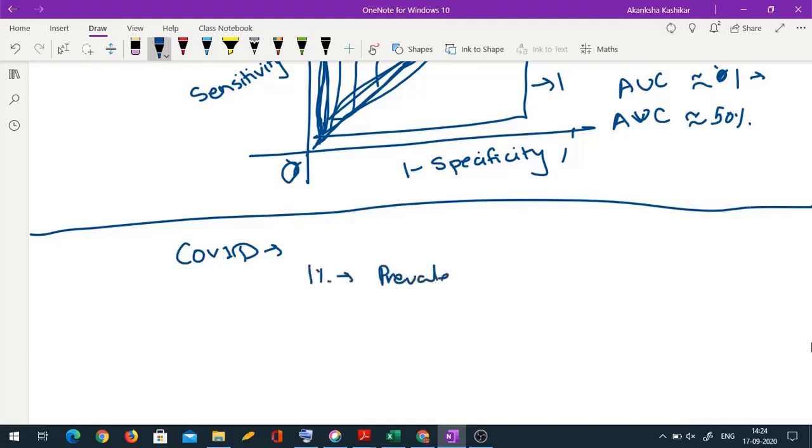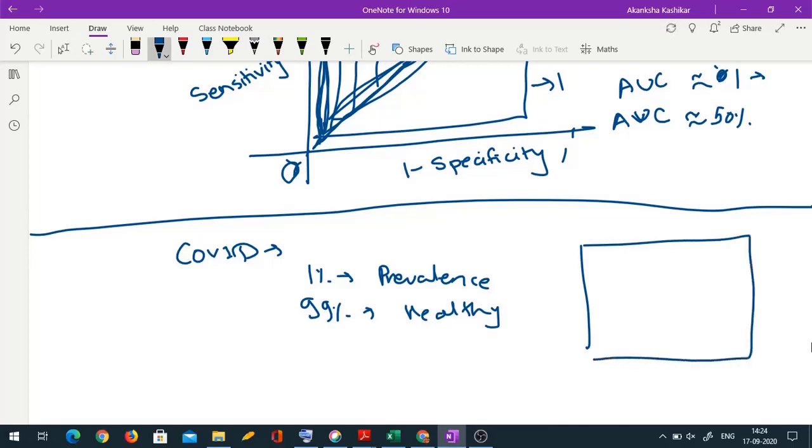Prevalence is 1%, means what? That out of every 100 people, suppose 1 gets the disease. So 99% of the people are healthy. If I try to write that in the form of a table: disease, disease complement, test positive, test negative. Disease is 1%, so 0.01. Disease complement is 99%, so 0.99.